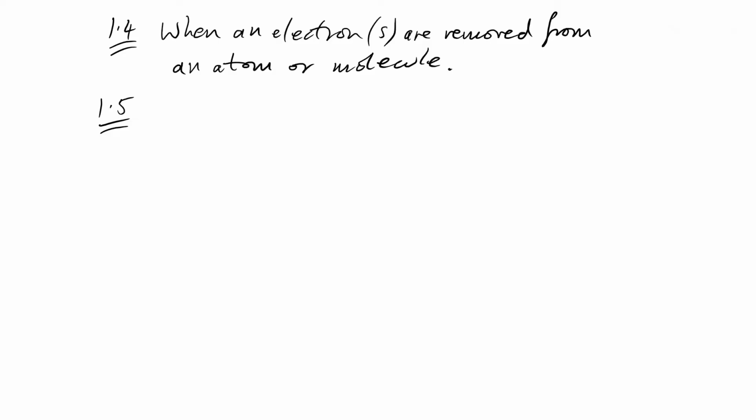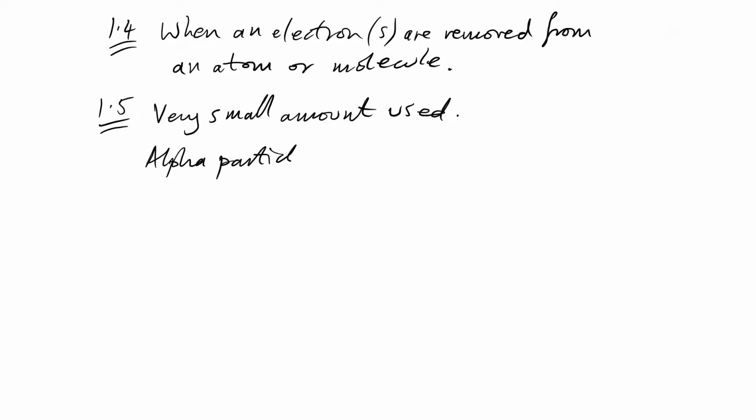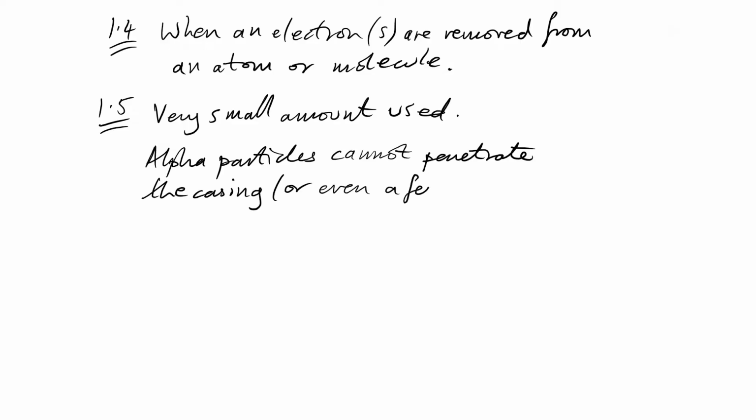So why isn't the americium in a smoke detector that bad? First thing is that it's a very small amount used, but more importantly, alpha particles cannot penetrate the casing, or even a few centimeters of air, so poses no risk.